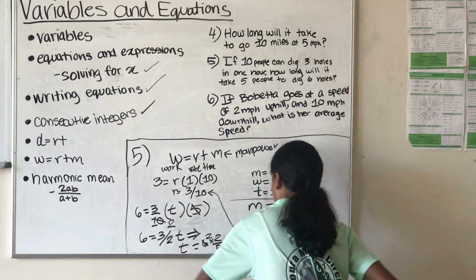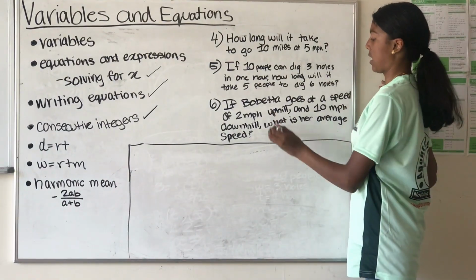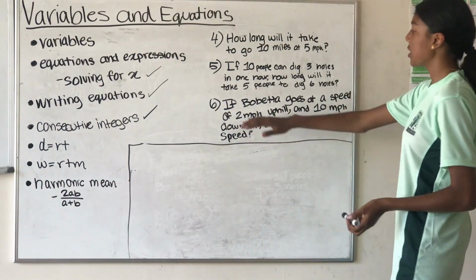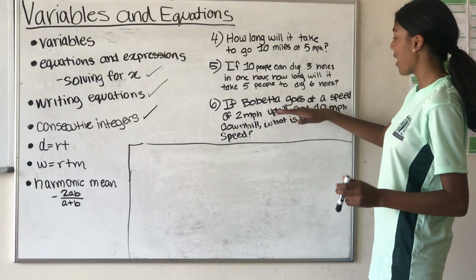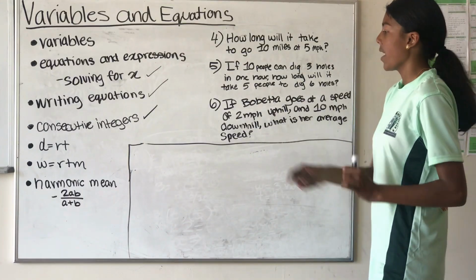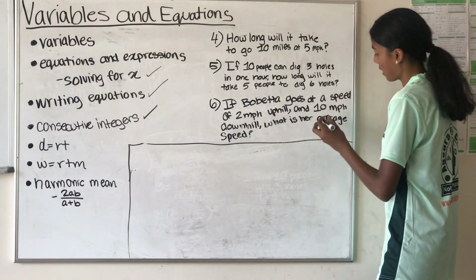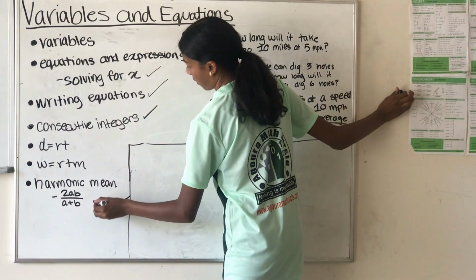Right there. So that's how we're going to do number 5. Now we're going to move on to the 6th one. And the question is, if Bobetta goes at a speed of 2 miles per hour uphill and 10 miles per hour downhill, what is her average speed? The last thing that says average speed gives away that we're going to be using harmonic mean.